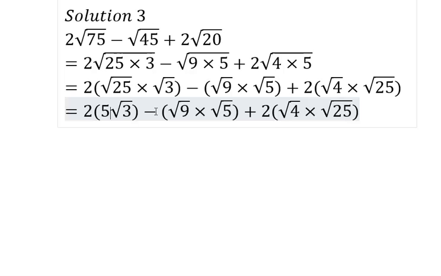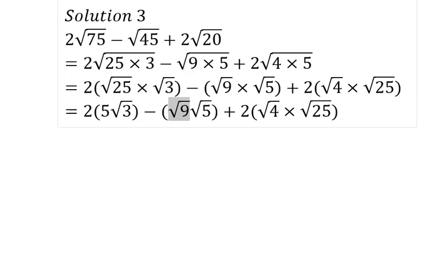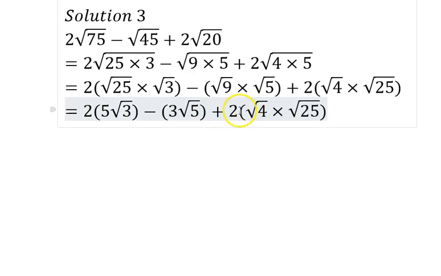Beautiful. This root 9 is a perfect square, that which is 3. Here we have 3 root 5. Beautiful. This 4 is a perfect square. It will give us 2. 25 is a perfect square. It will give us 5. So 4 will give us 2. 25 will give us 5. Beautiful.